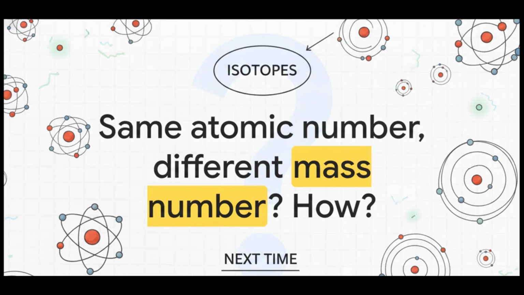You guys totally crushed that today. But before we close out this explainer, I want to leave you with a bit of a brain teaser. What happens if an atom has the exact same atomic number, meaning it's the exact same element, but a completely different mass number? How is that even physically possible? Well, we're going to answer that massive question next time when we dive into the wild world of isotopes. Until then, practice drawing out those electron shells and happy learning.